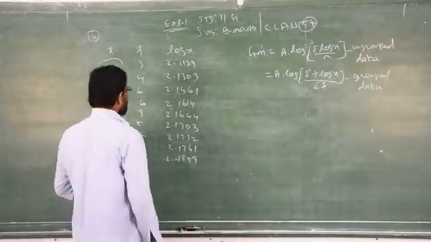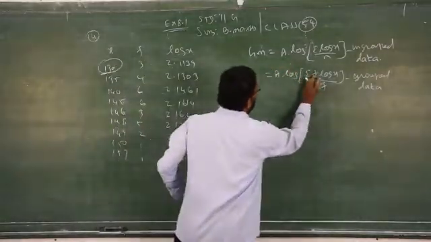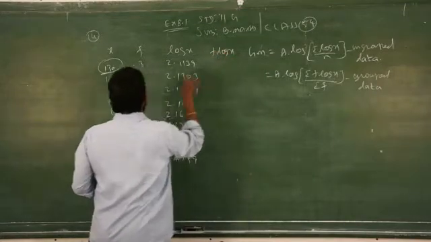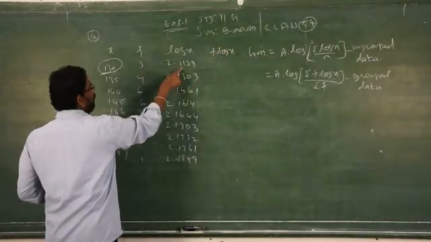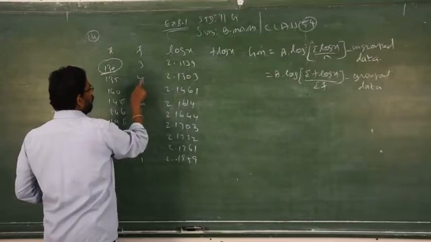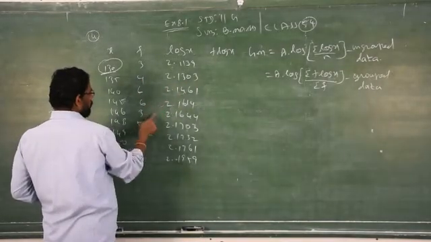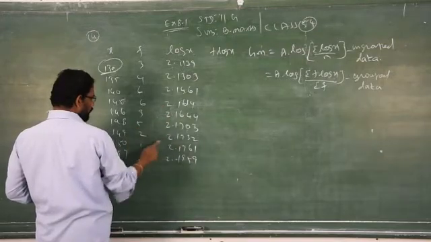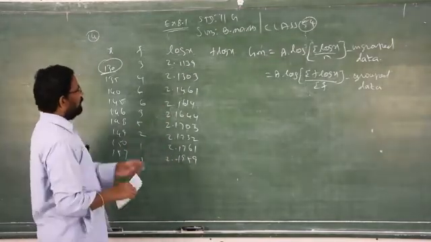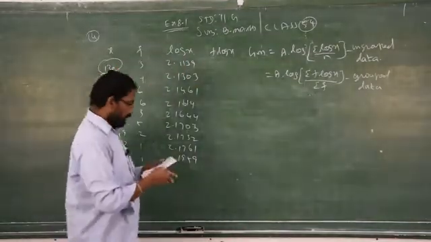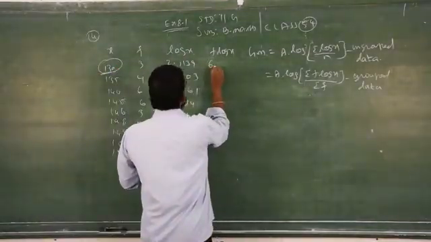So next, in the next column, according to the formula I need f into log x. So multiply 3 into log, 4 into this value, 6 into 6, 3 into 5, 2 into 1, 1 into 1. That is f into log x. Multiply the frequency with the log. So you will get the answer.